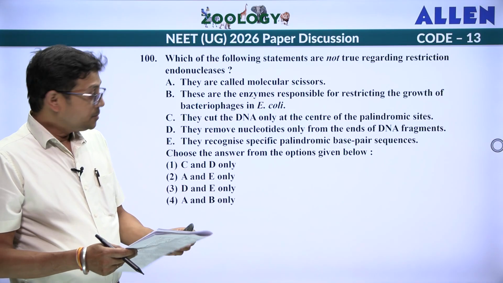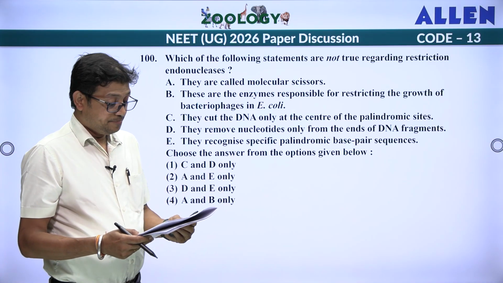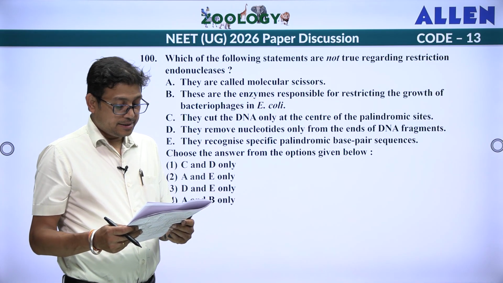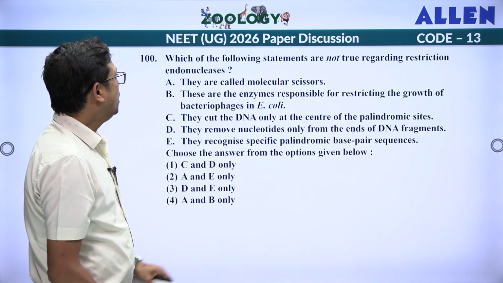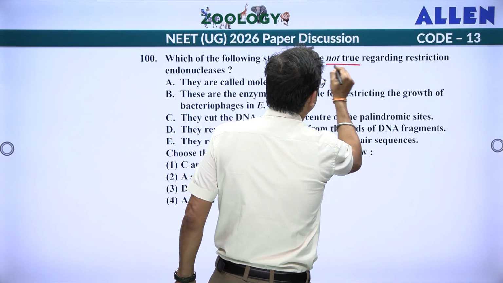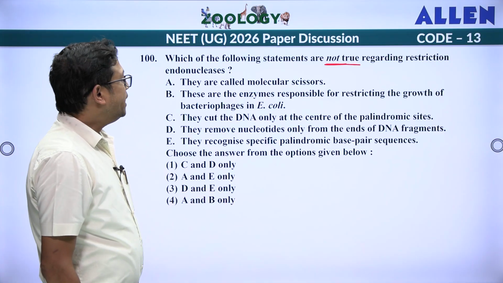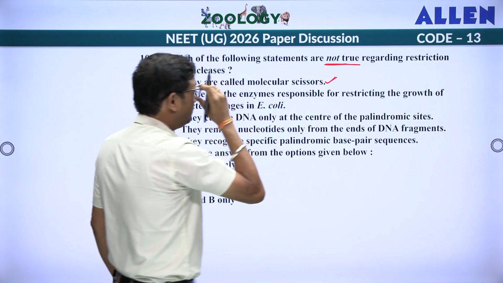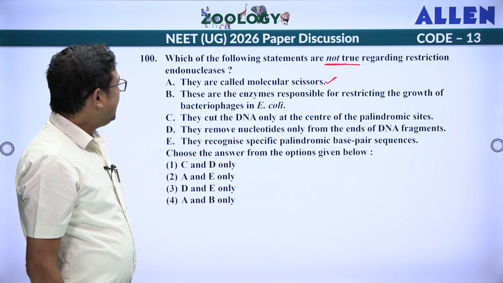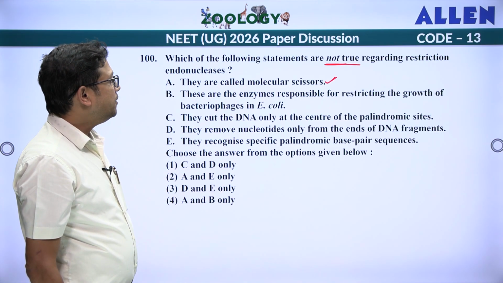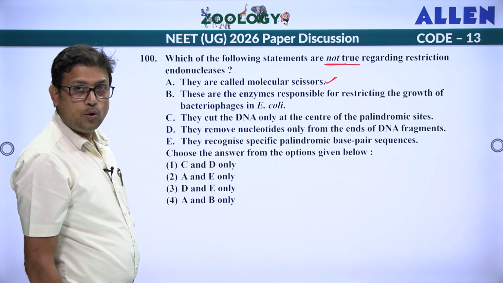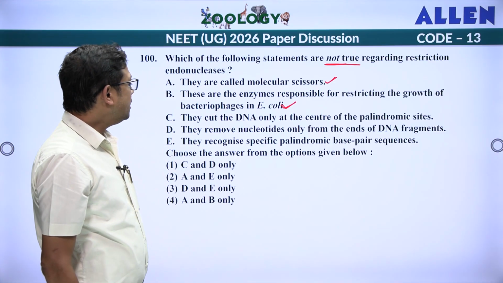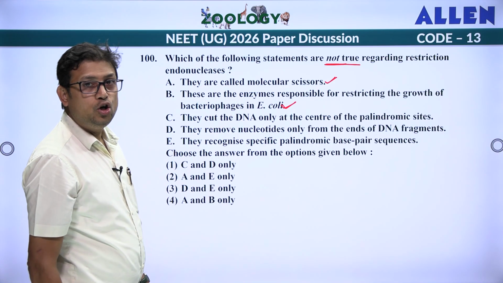Next, question number 100. Which of the following statements are not true regarding restriction endonuclease? Okay, not true. Here very important is not true. Now, they are called molecular scissors. That is true. They are called molecular scissor or molecular knife. These are the enzymes responsible for restricting the growth of bacteriophage in E. coli. That is also true. That is why they are called restriction enzyme. They cut the DNA only at the center of the palindromic sequence.